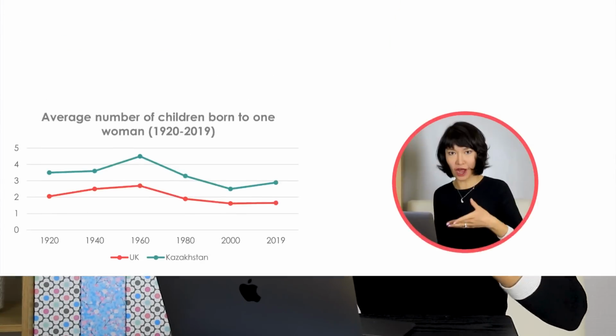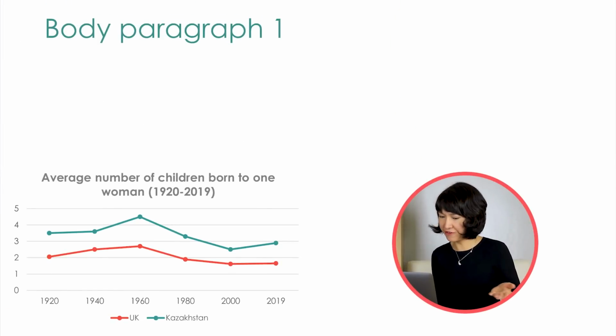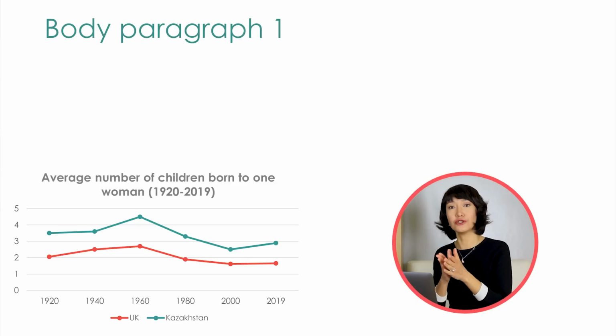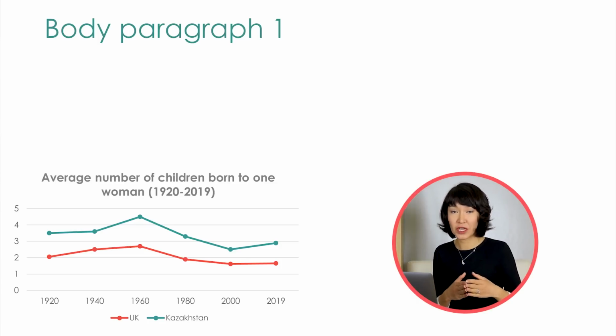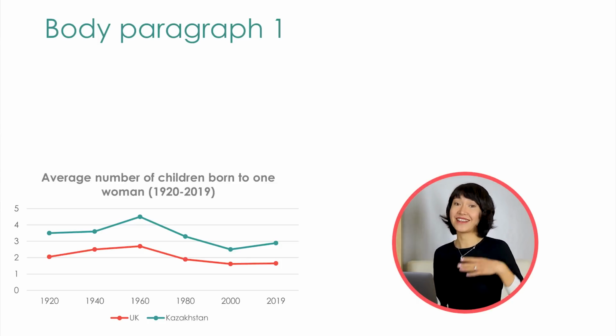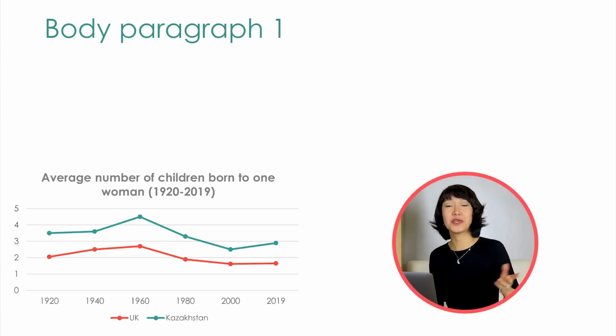Okay, let's have a look at my first body paragraph. In the first body paragraph, we are describing the chart, and we have quite a lot of information here. So you shouldn't try to describe every number, what happened in 1920 and 40 and 60 and for each country. You will lose marks for that because that's a sign of band 6 score and you probably want at least band 7. So you should select the most important numbers. What are those? These are the highest and the lowest numbers, also numbers at the beginning and at the end.